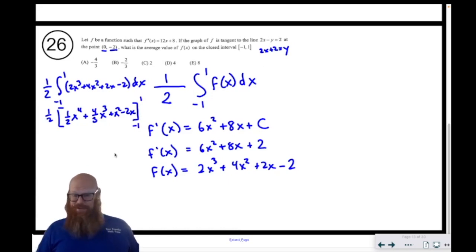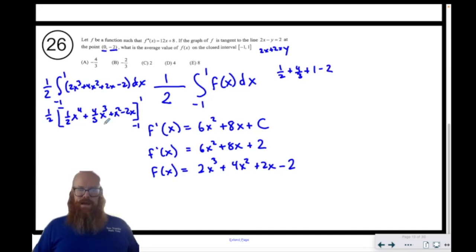This is a lot. I don't know if you'd ever have to do this much calculation on a non-calculator part, but let's keep powering through. So let's plug in 1. When I plug in 1, I get 1/2 plus 4/3 plus 1 minus 2.